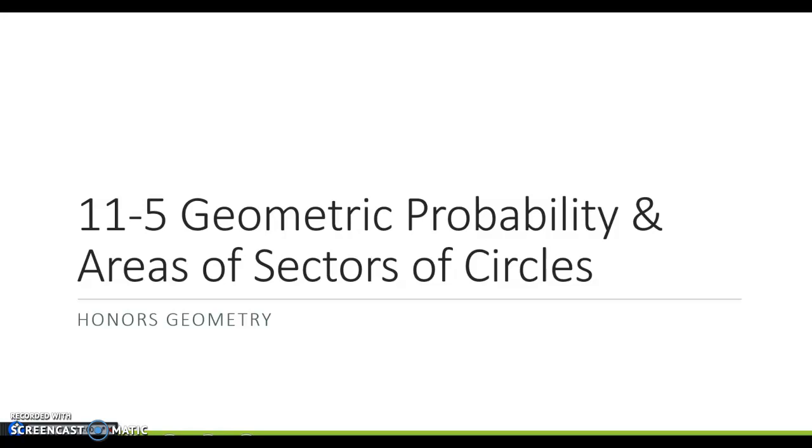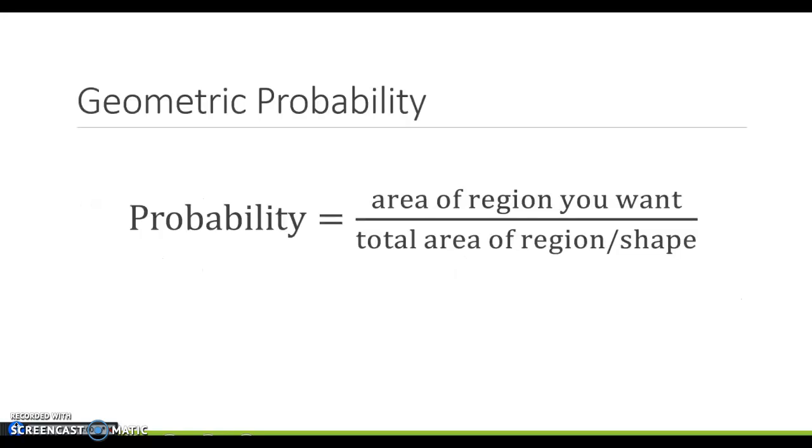Okay, today we are going to be looking at section 11.5, which includes geometric probability and areas of sectors of circles. So the first thing that we're going to look at is geometric probability. And when we think about probability in terms of geometry, we are going to be looking at areas. So we are going to look at the area of the desired region, or the region that you want, which will make more sense when we look at an example, over the total area of the region or the shape that you are looking at.